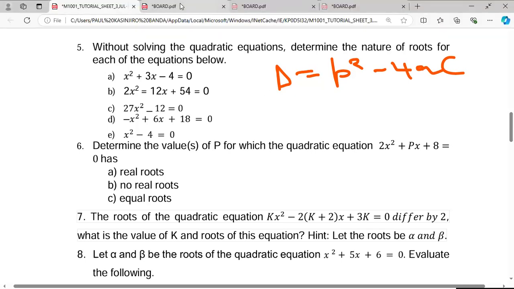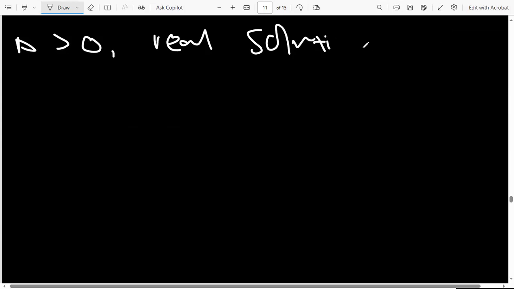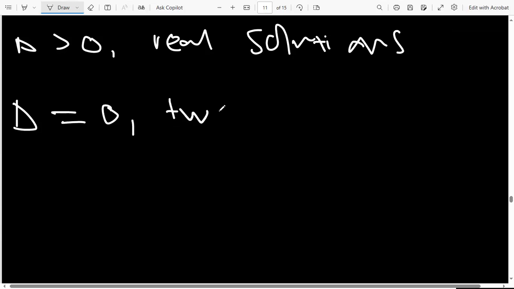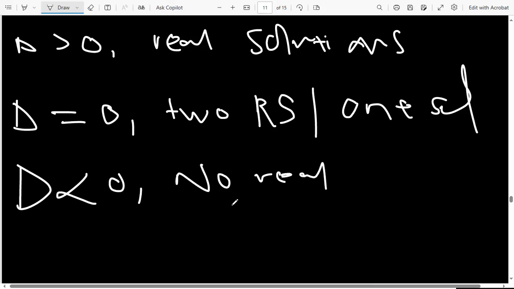So let me write the conditions down for those that are taking notes. If the discriminant is greater than 0, then you have real solutions. That's the nature of the solutions: you have 2 real numbers. If the discriminant is equal to 0, we have 2 equal real solutions, or you can just say 1 solution. What if the discriminant is less than 0? Then we have no real solution.